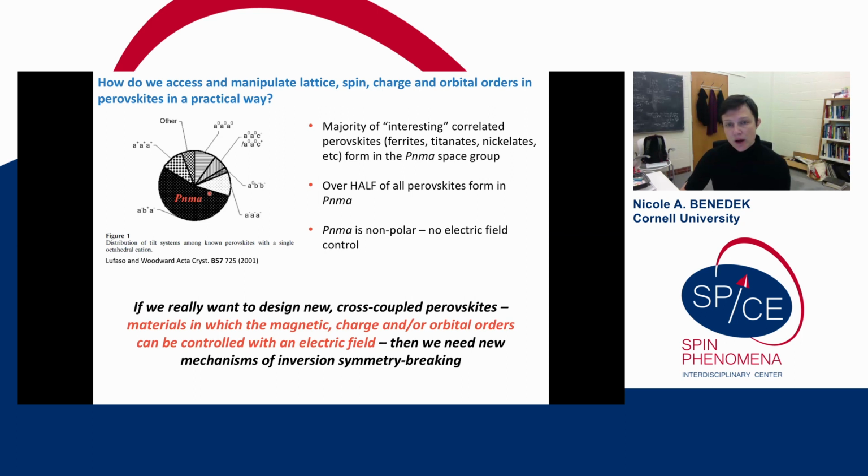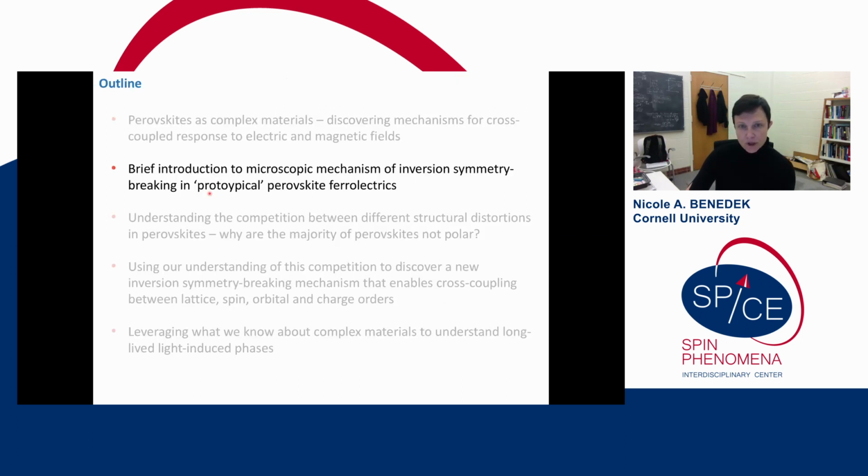Okay, so if we really want to achieve this goal of designing cross-coupled complex materials, then one way forward is to start with a magnetic perovskite that adopts a non-polar crystal structure and discover new mechanisms of inversion symmetry breaking. Right, so how is inversion symmetry broken in what we would consider prototypical perovskite ferroelectrics?